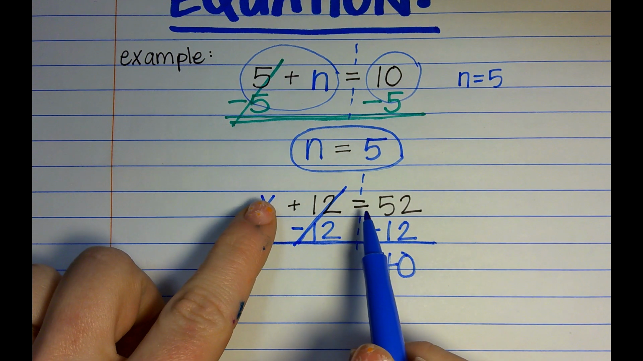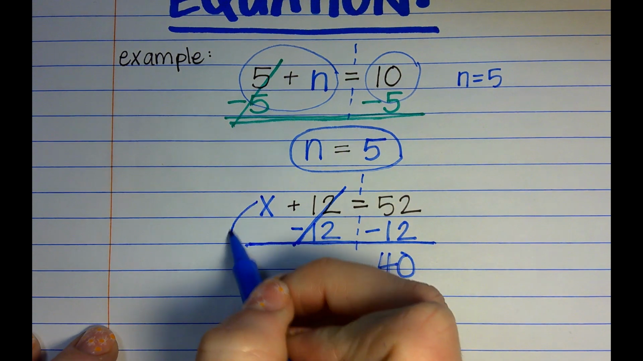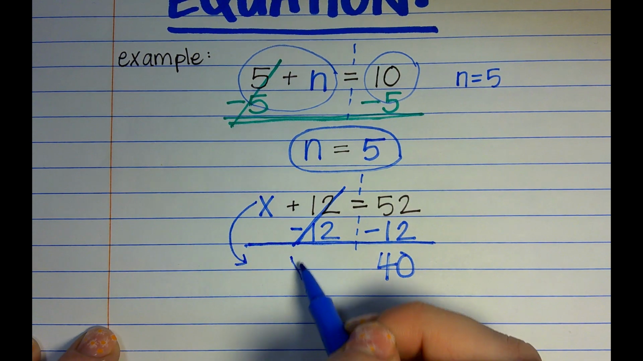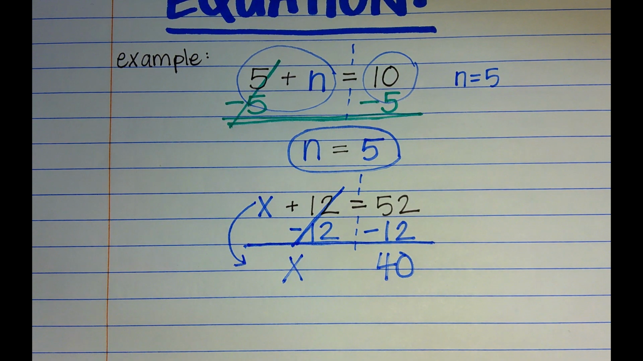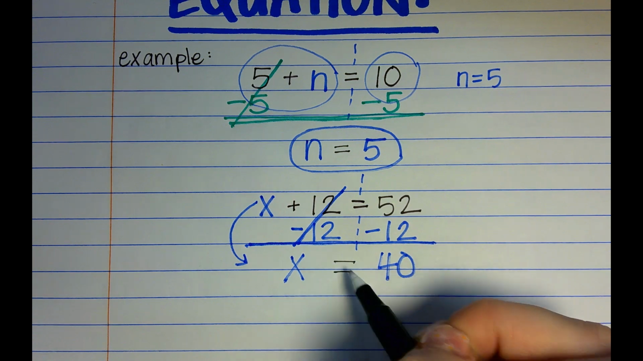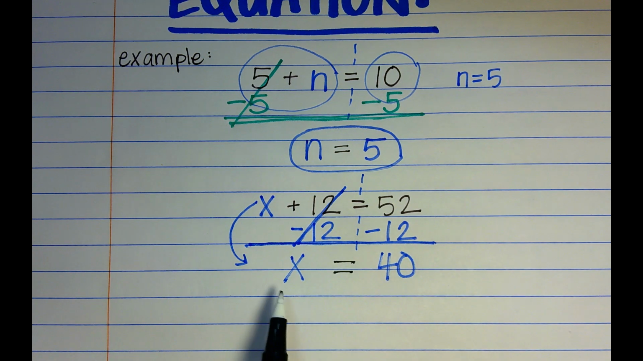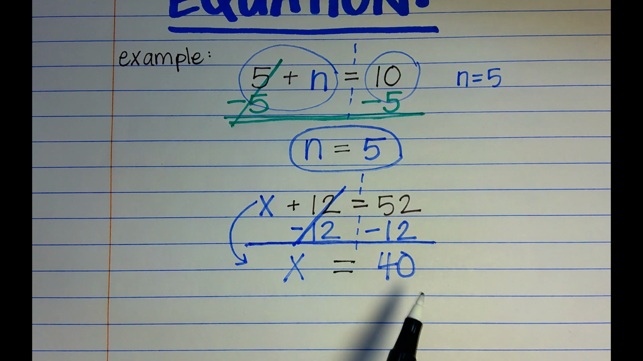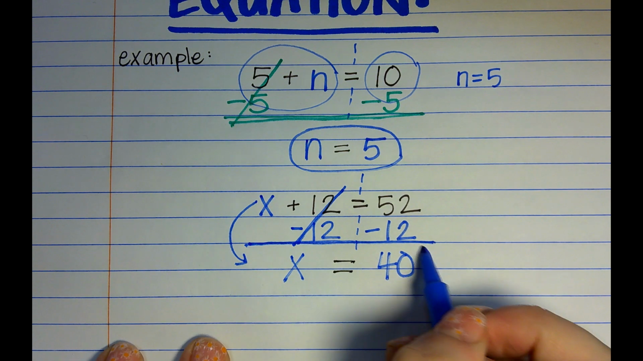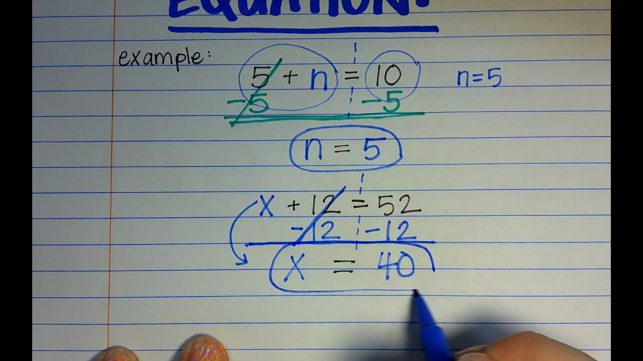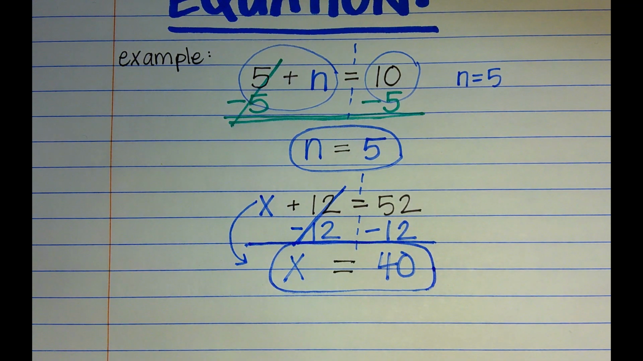And I'm going to bring everything down. I want to bring my x down here. I'm going to bring my equal sign down here. And we end up with x equals 40. So you were right, Brian. That's awesome. X equals 40. That is really good.